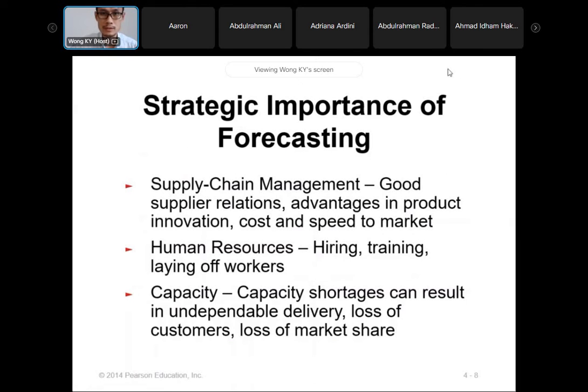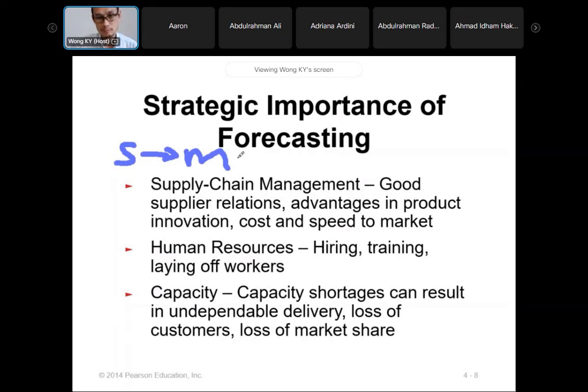So, what is the strategic importance of forecasting? Okay, strategic importance. It has strategic importance for supply chain management. Okay, supply chain consists of what? Consists of suppliers, right? The supplier would deliver the raw materials to the manufacturer.